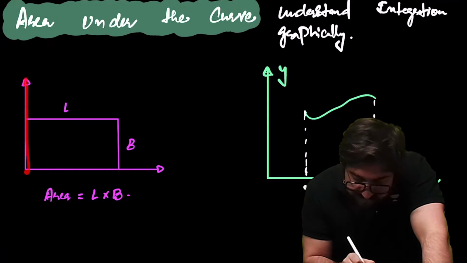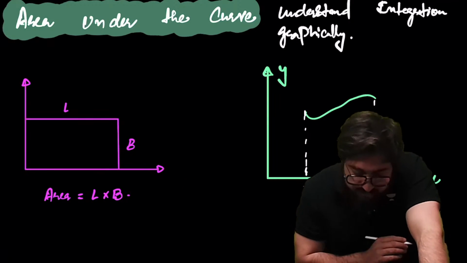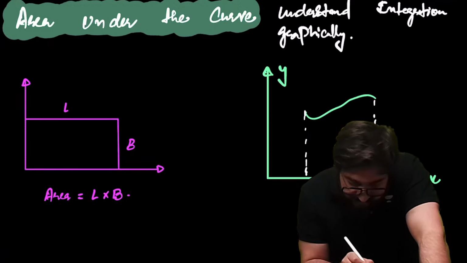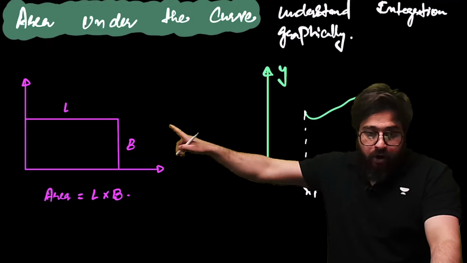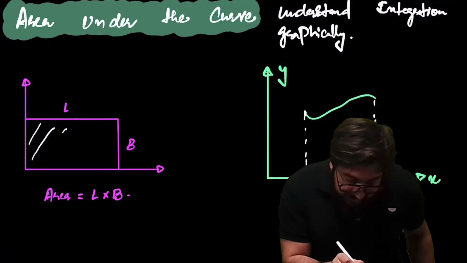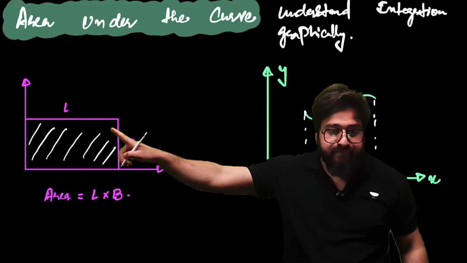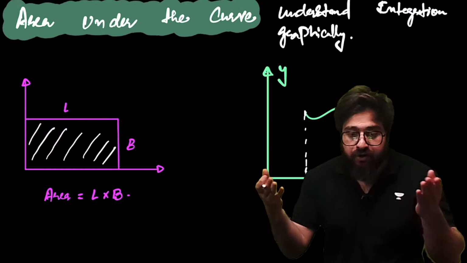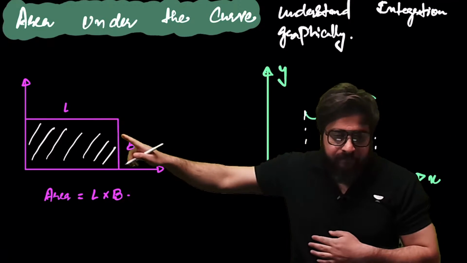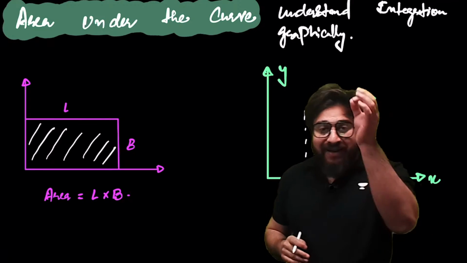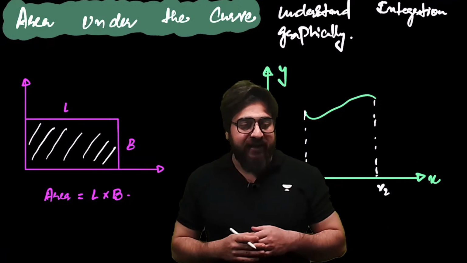Let's suppose we have a graph between y versus x. This is the graph, something like this is length and this is breadth. Can you tell me the area under this line? You say, sir, that is the area of a rectangle, and that will be simply length multiplied by breadth.